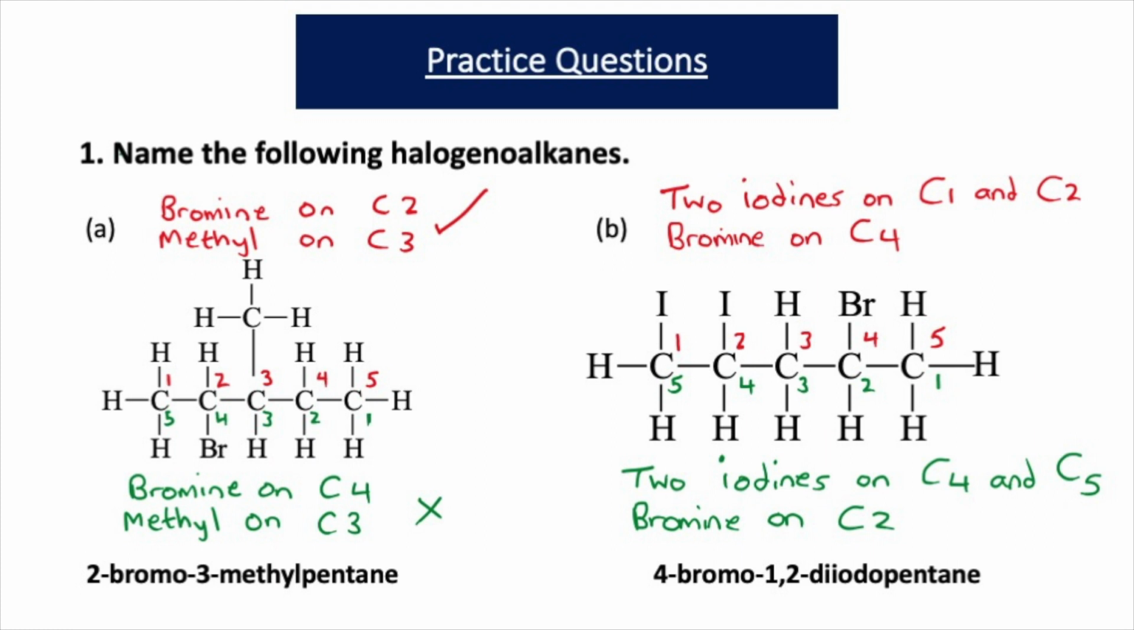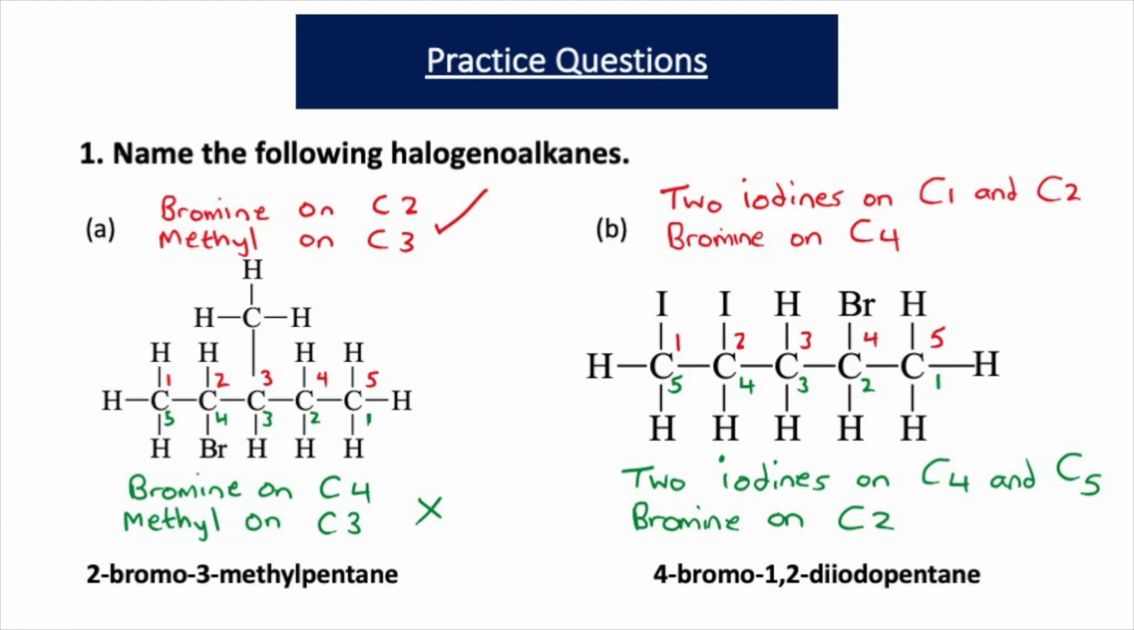Now if I number it right to left, as I've done in green here, the substituents are on carbons 2, 4 and 5. The bromine is on carbon 2, the iodines are on 4 and 5. Now 1, 2 and 4 are a lower set of numbers than 2, 4 and 5. So therefore, to number it left to right is the appropriate way of numbering it. So the red numbers are correct here. So therefore this compound would be 4-bromo-1,2-diiodopentane.